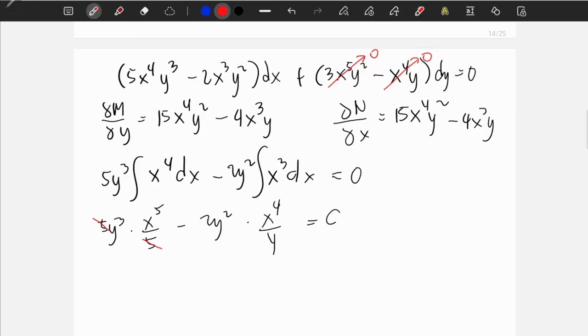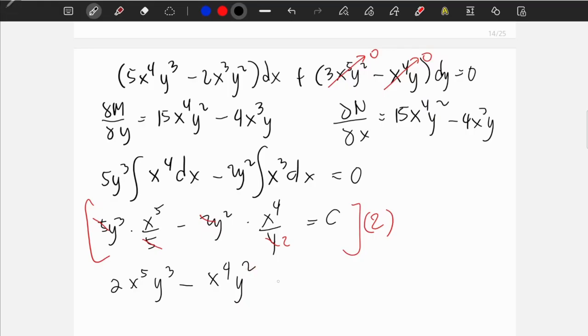5 cancels out, and 2 over 4 is equivalent to 1 over 2. Then, we multiply both sides by 2 to eliminate the 2. So, 2 times y cubed x to the power of 5 is 2x to the power of 5 y cubed. Then, 2 times x to the power of 4 y squared over 2, cancel out 2. We get negative x to the power of 4 y squared equals c times 2 is c.